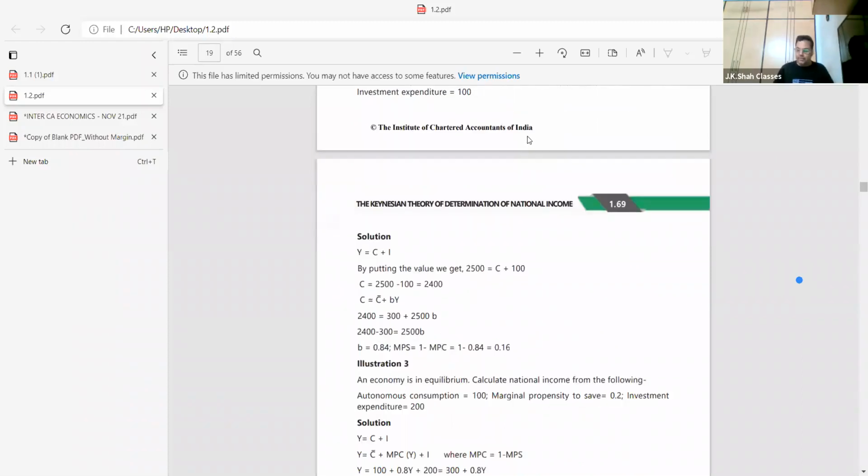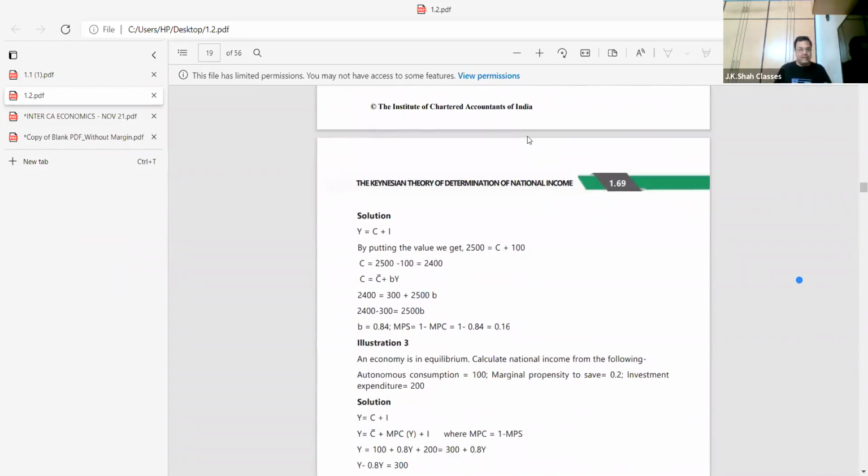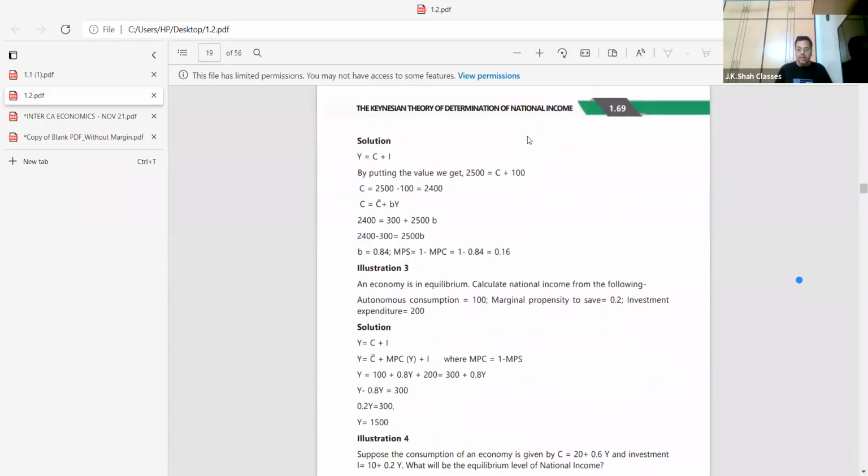Come to illustration number 3. Second is done, Kavya. Someshwaran done. Third, and this is easy, beta. This is time pass. Don't worry. So, inter students, don't worry for these small things. Come on. Third sum will be again very easy. Don't worry. Practice it. Everything will be perfect.